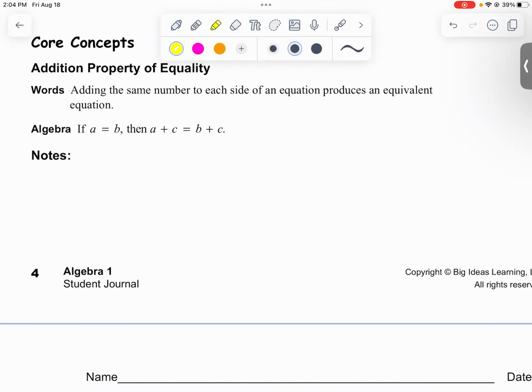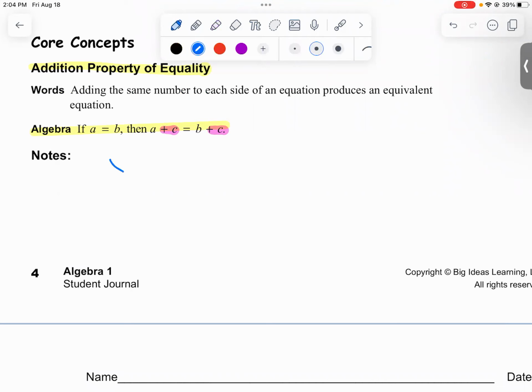All right. So the addition property of equality. If A equals B, then A plus C equals B plus C. This is telling us that it is okay to take an equation and add the same number to both sides. As long as we add C to the left side and we add C to the right side, then we balance our equation, right?